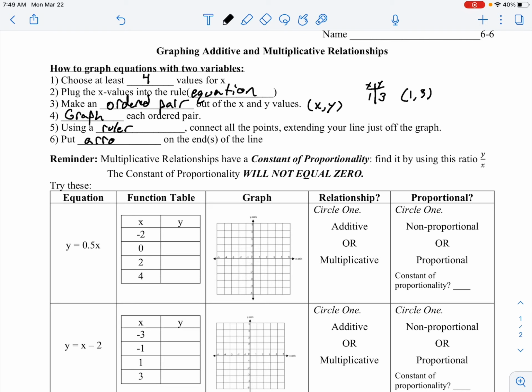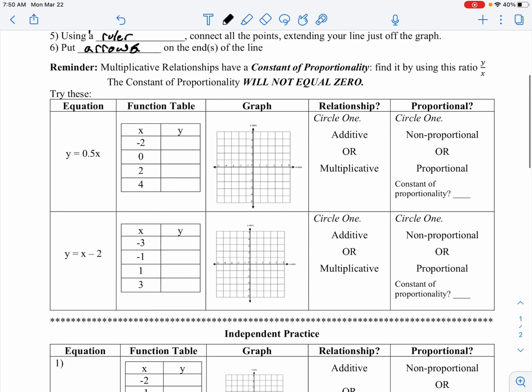And then we will put arrows on the ends of our line, because the lines just don't stop where the last point is. We could continue picking x's if we kept going. So these lines will actually extend forever, but we don't want to draw a forever graph, so we just cut it down to what is convenient for us. Alright, so we are going to practice with a couple of these.